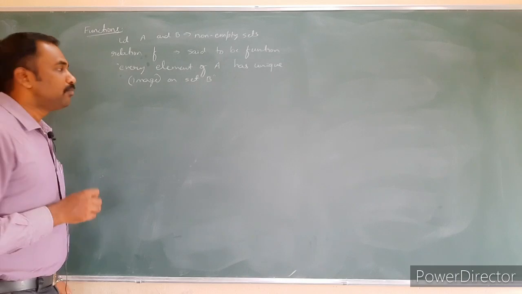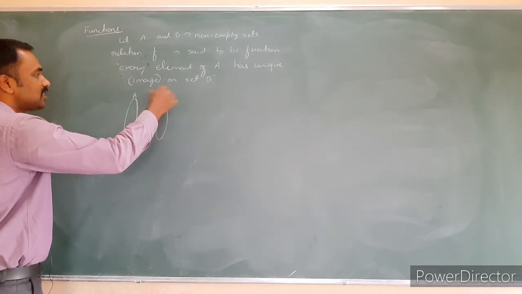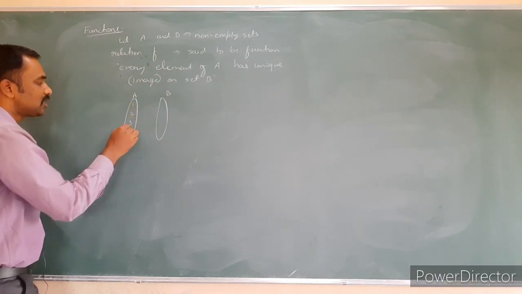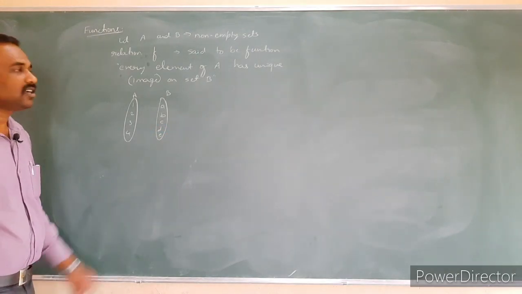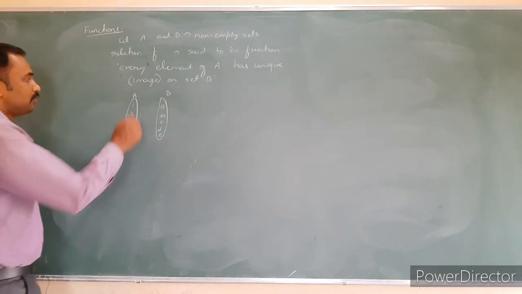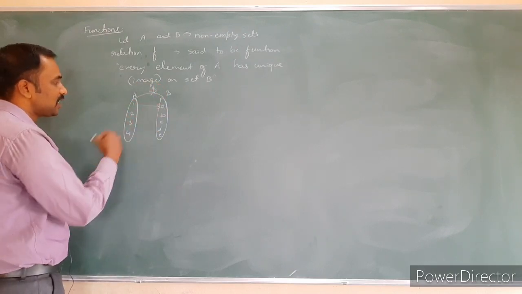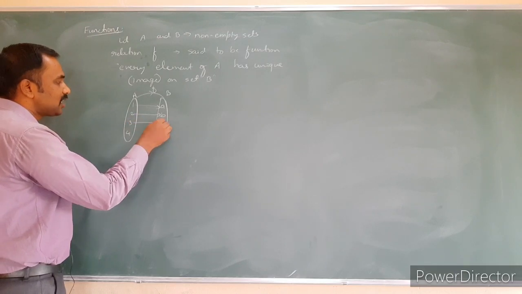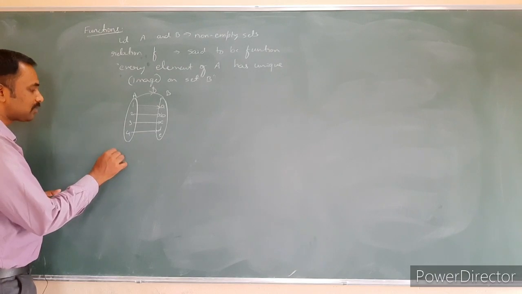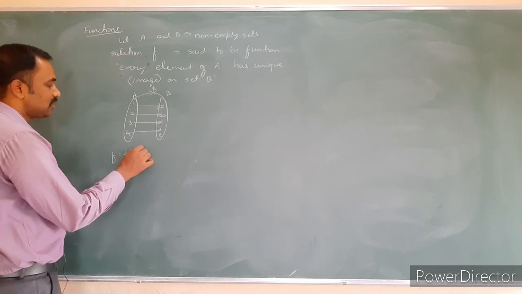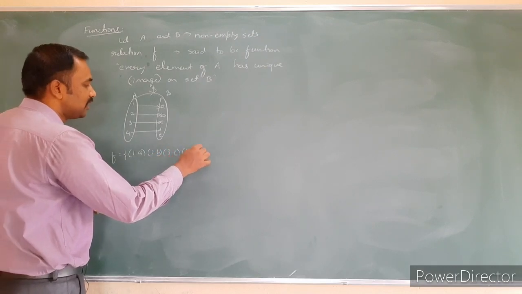Let's take it pictorially. Suppose the set A and set B. Set A contains 1, 2, 3, 4. Set B contains a, b, c, d and e. I am just taking this for a better understanding of the function. Suppose the relation is 1 comma a, 2 comma b, 3 comma c and 4 comma d. These are the ordered pairs present in the relation.